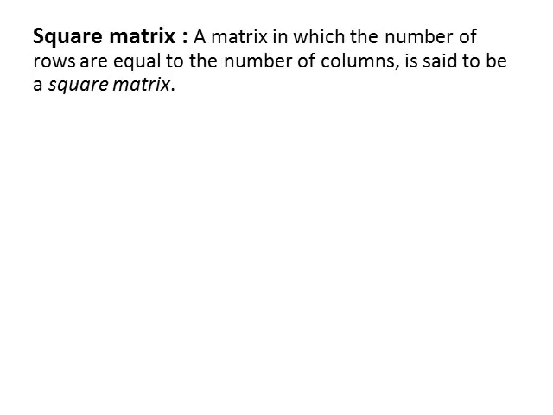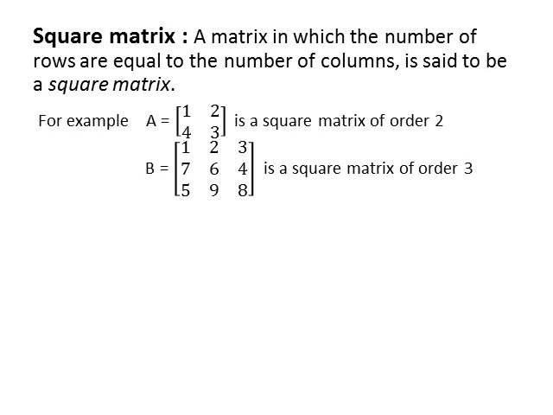Next is square matrix. A matrix in which the number of rows are equal to the number of columns is said to be a square matrix. These are examples of square matrices. In matrix A, we have 2 rows and 2 columns. So A is a square matrix of order 2. Order 2 means order of the matrix is 2 by 2. Similarly, B is a square matrix of order 3 by 3.